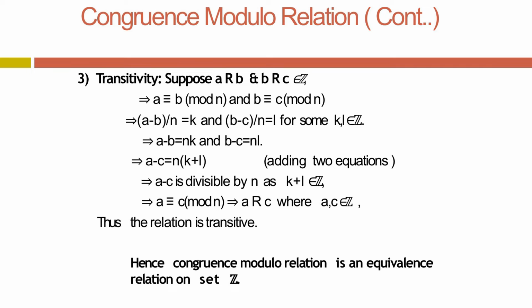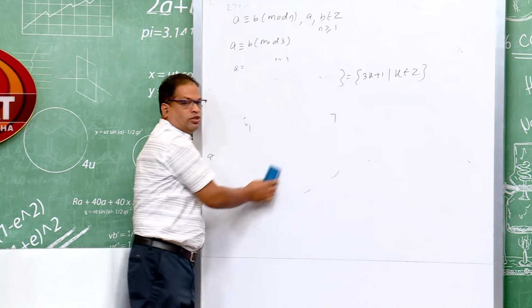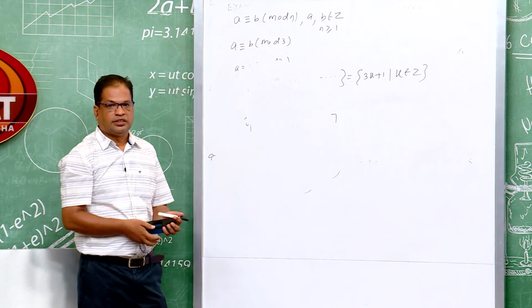Now, the next step, A minus B will be n k and B minus C will be n L. So, A minus C will be n into k plus L. So, A minus C is divisible by n. So, that means, the relation congruence modulo n is an equivalence relation.